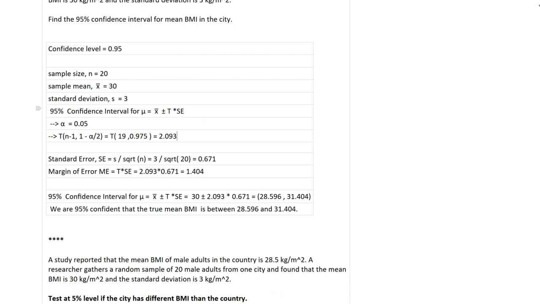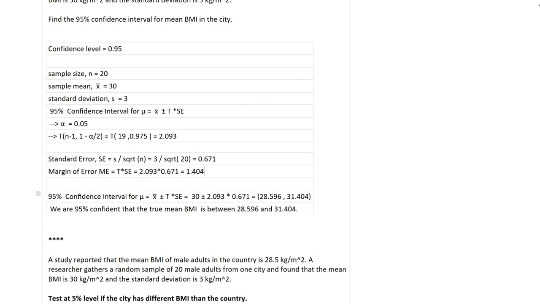Then just simply put that in this equation. But first we have to solve the standard error. The standard error is s divided by square root of n, and it's going to be 0.7671. Now the margin of error will be t times SE. This one here is the margin of error, and that's going to be 1.404, right?